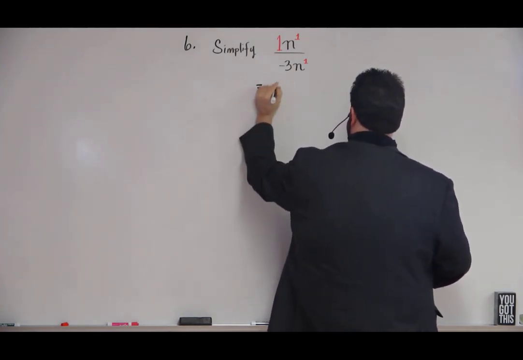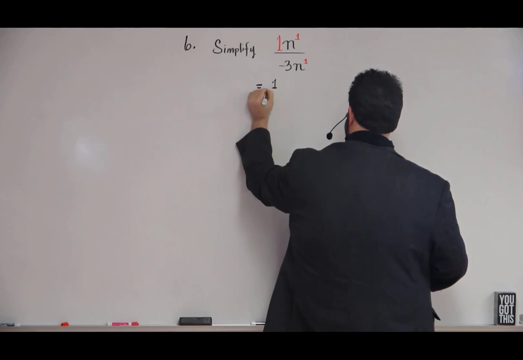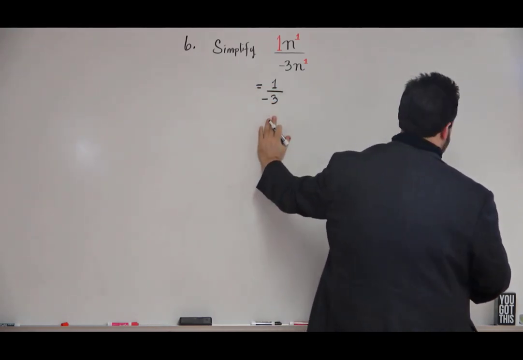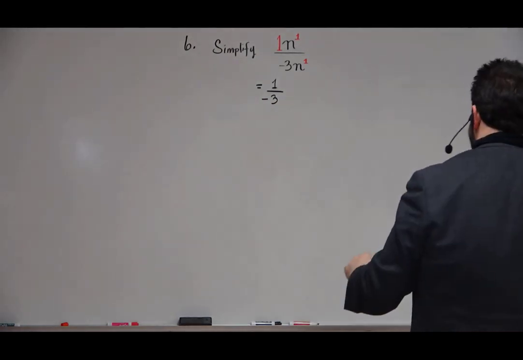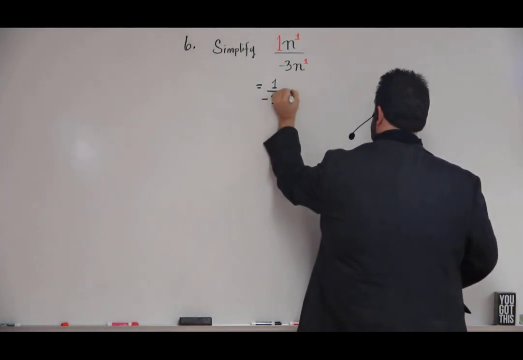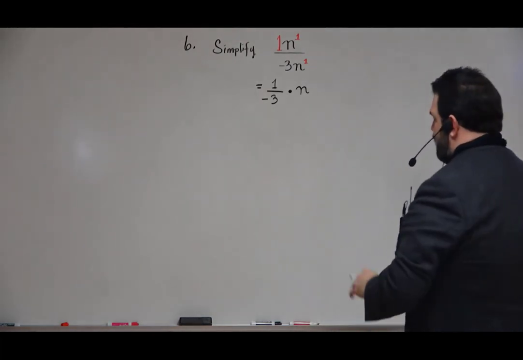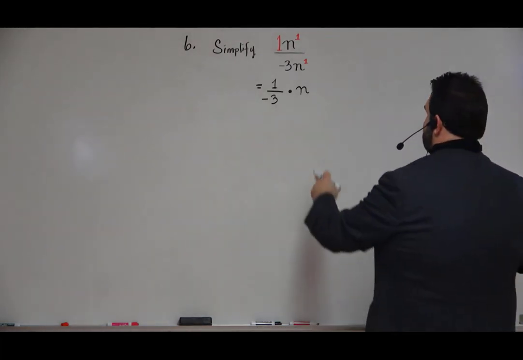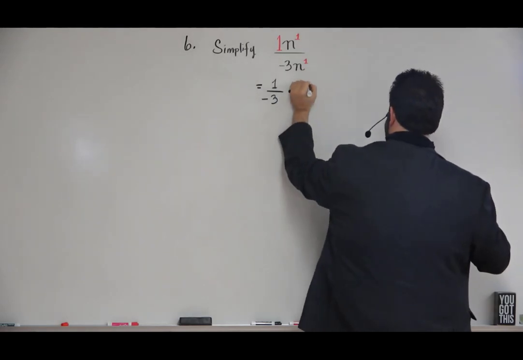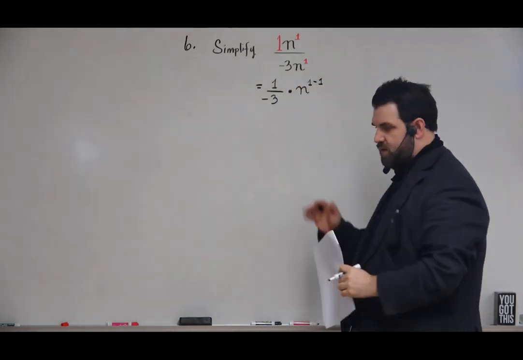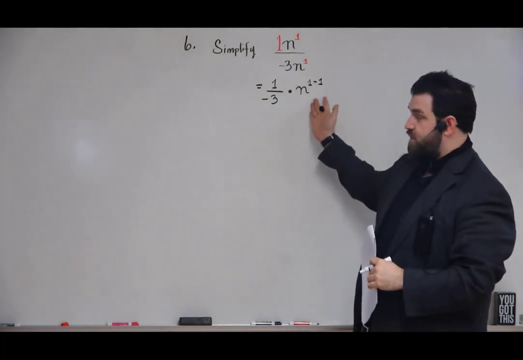And here's what we're going to do. We have 1 over negative 3. We'll deal with that in a second, okay? Because we have a bigger problem on our hands, and that is, what is going on with the n? Well, what you're going to do is you're going to subtract 1 minus 1 like this. So you're basically applying the quotient rule to the variable.